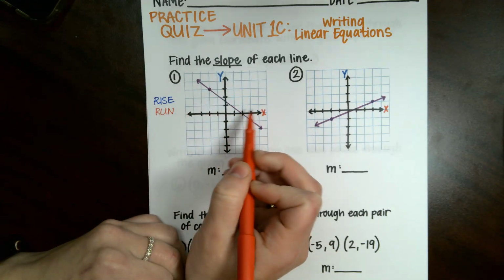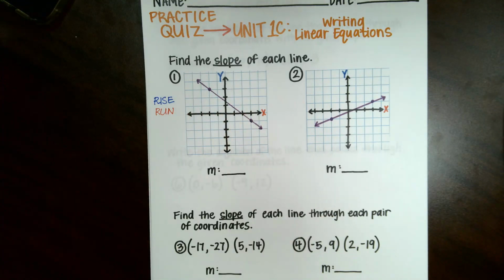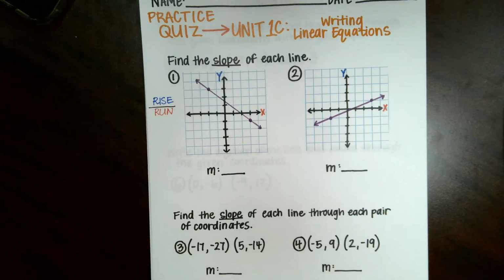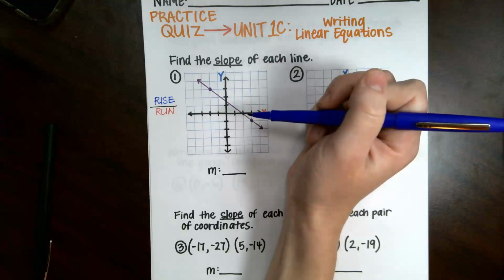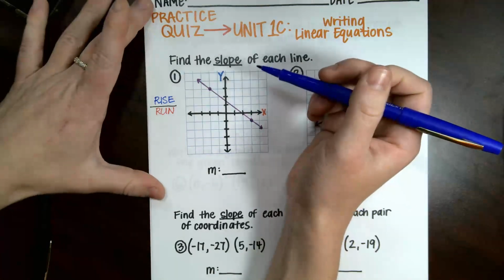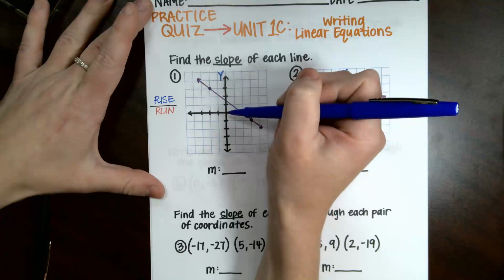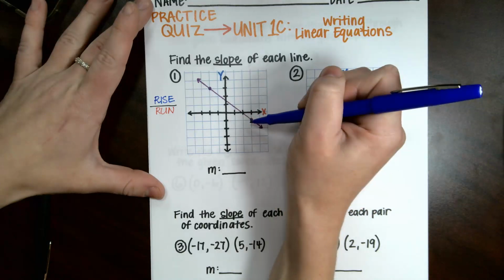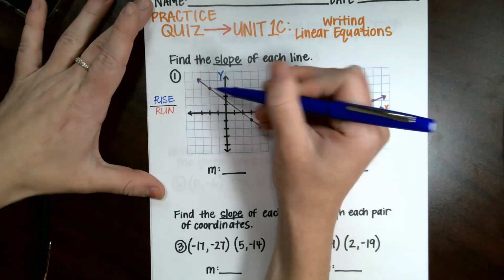Run is our x value. It's how far we go left to right. So that's all we're doing. We're just going to be counting and writing the numbers down. So what is our rise here? Where do we start from to find the rise? Yeah, we want to start on our coordinate. We're trying to measure the distance between the height of this coordinate and the height of this coordinate.